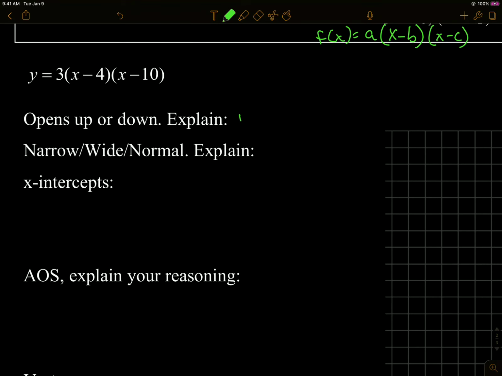All right, so here's an example. Which way does it open? It opens up because a is bigger than 0. Our a is 3. Is it narrow, wide, or normal? It's narrow because the absolute value of a is bigger than 1.